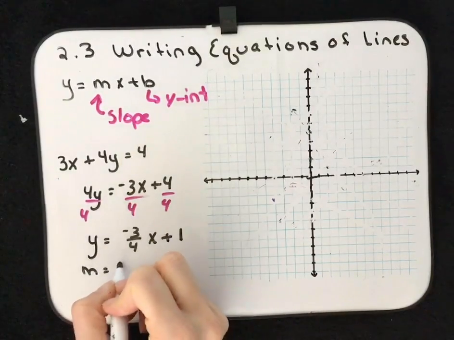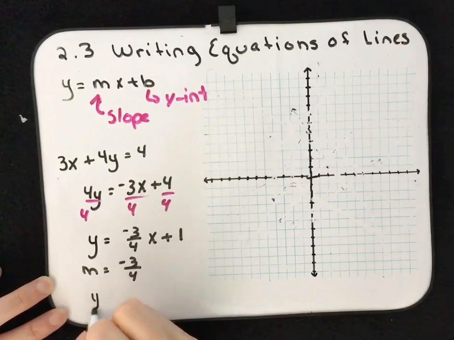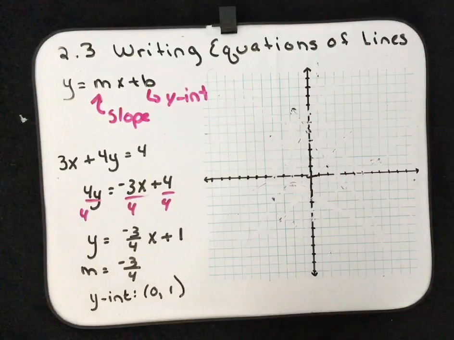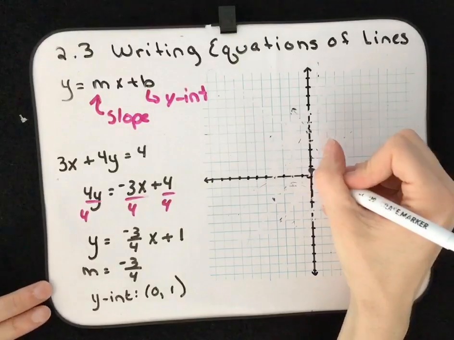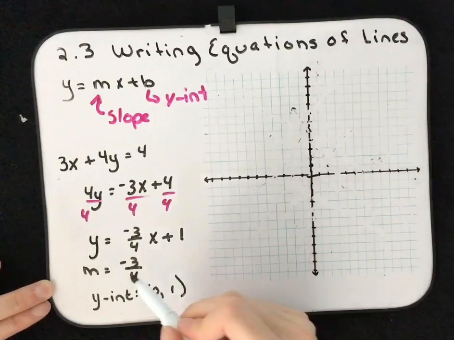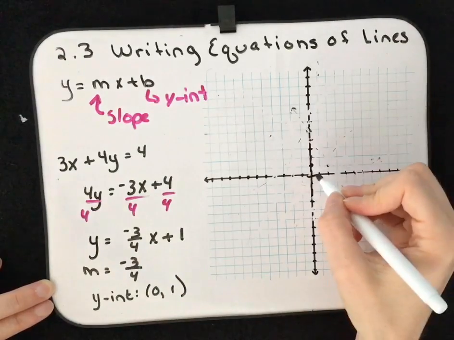So that means our slope this time is negative 3 over 4. That's what's right in front of x. And our y-intercept is 0, 1. So we start with our y-intercept of 0, 1, which is right here. And to get to our next point, we go down 3 and to the right 4.